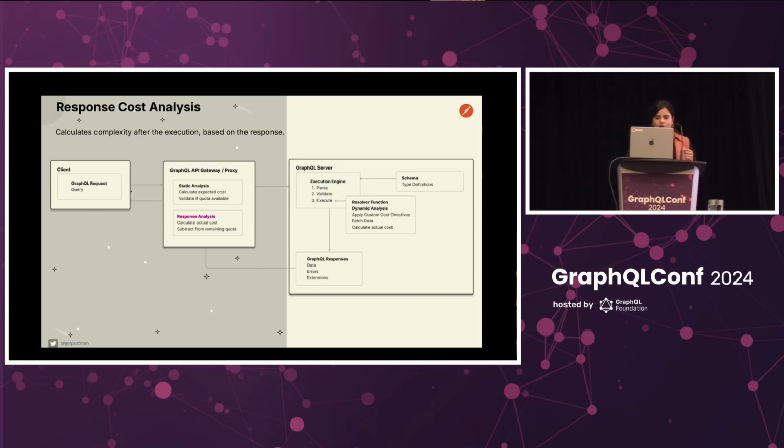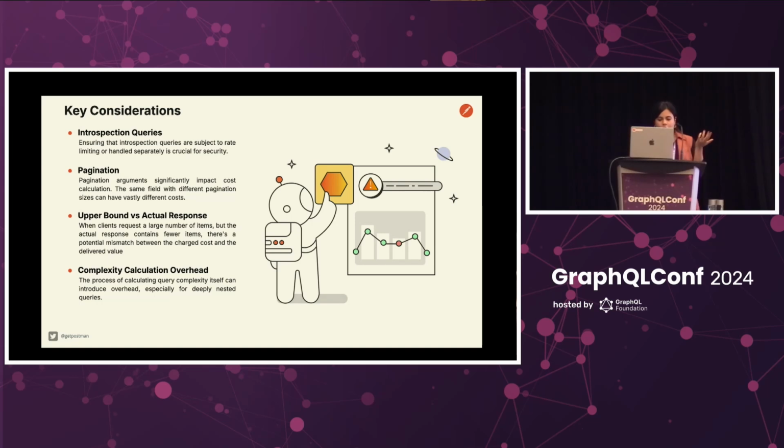So while query cost analysis approaches are different, there are different things to consider for implementation. For example, introspection queries are sometimes overlooked, but they consume a lot of resources and they should be accounted for. Pagination: requesting hundreds of repositories differs in cost from requesting 5. So the actual query cost might differ from the expected cost. For example, if only 5 entries are returned, the client should be credited accordingly. And then there's always complexity calculation overhead.